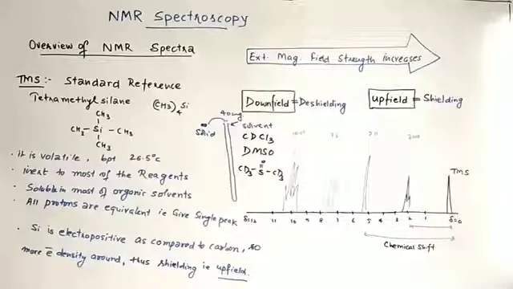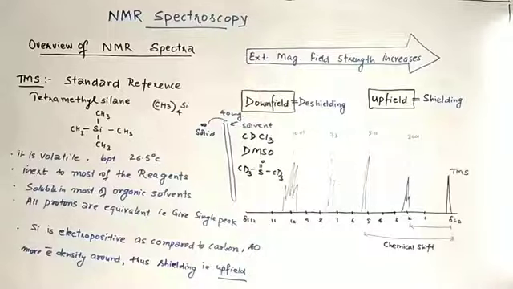Shielding, that is upfield. In a spectrum, you will get 2 types of peaks. The peaks which are very near to TMS are called upfield. And the peaks which are far away from the TMS, like these values, 10.01, 7.3, are called downfield or de-shielding peaks.